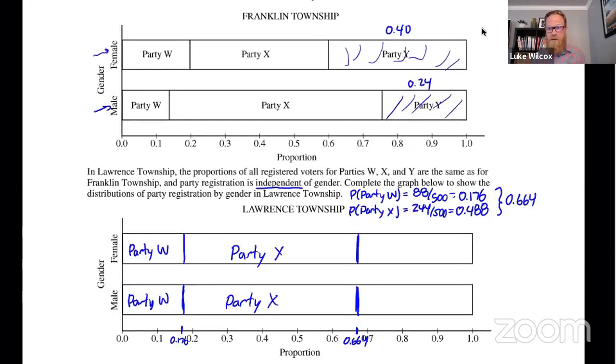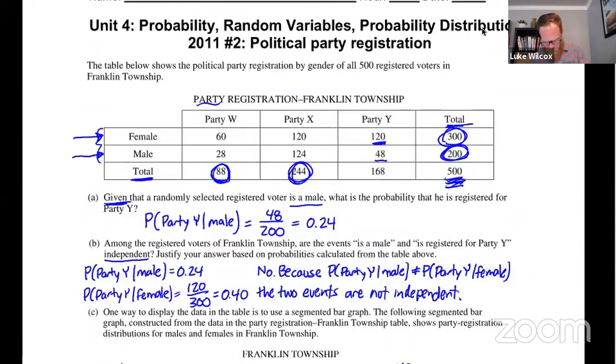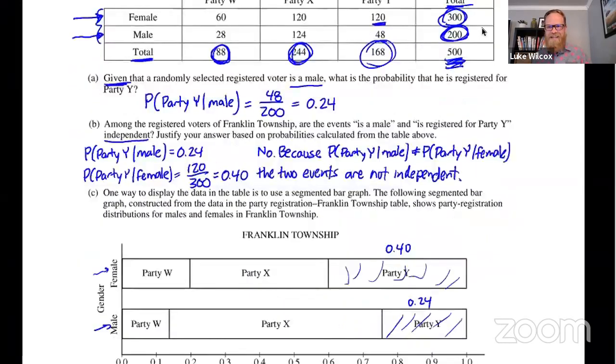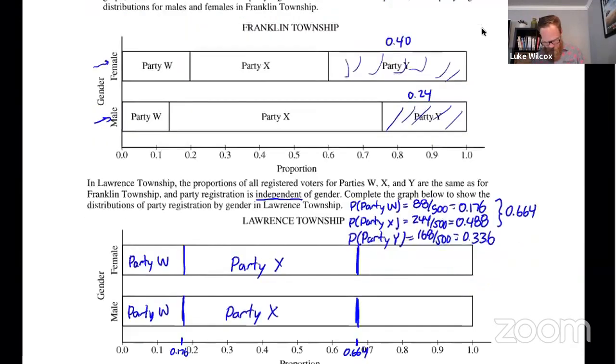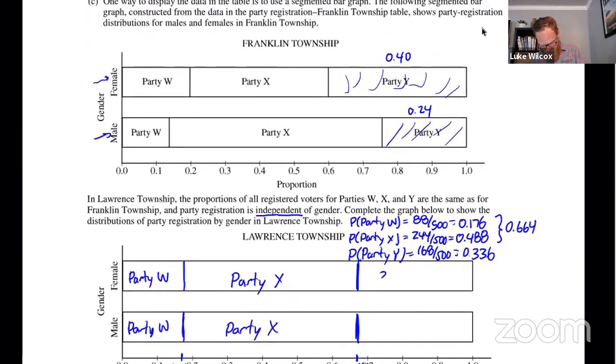And let's just go ahead and calculate that last probability, the probability of party Y. And if I look at my total up here, the party Y is 168 out of the 500. And if we turn that into a proportion, that's going to be 0.336, which we hope is what's being represented in this final little chunk here. Let's just go ahead and label that as party Y and party Y.